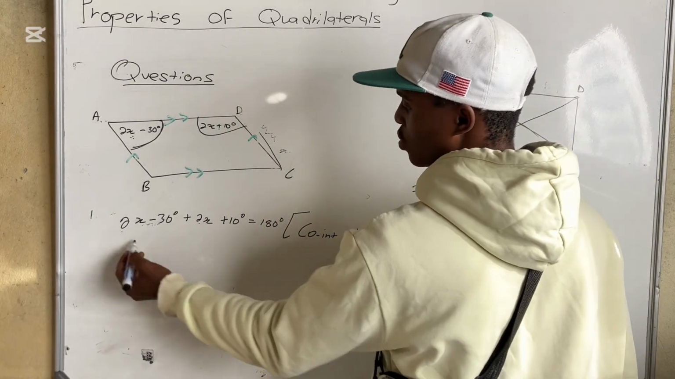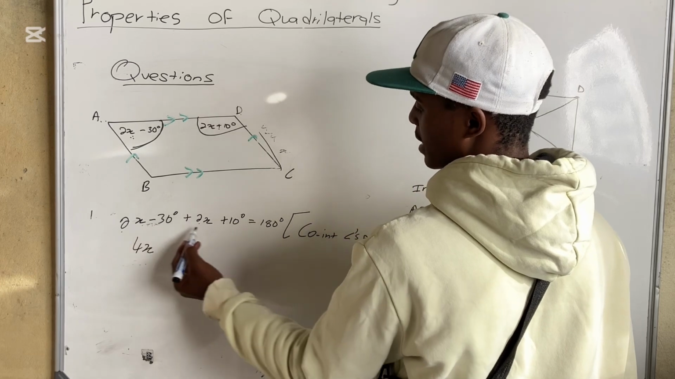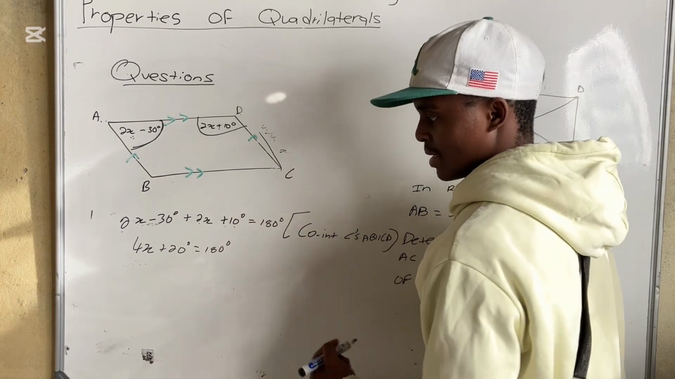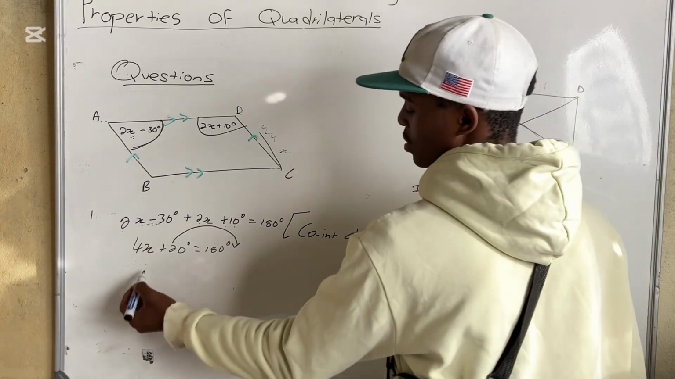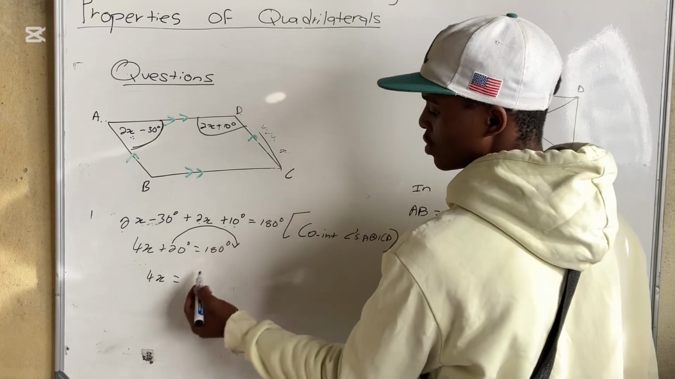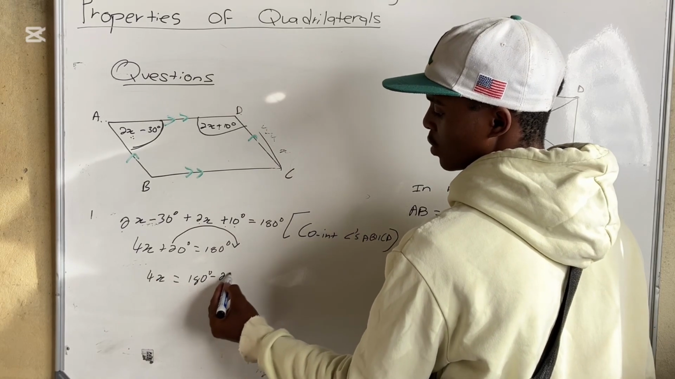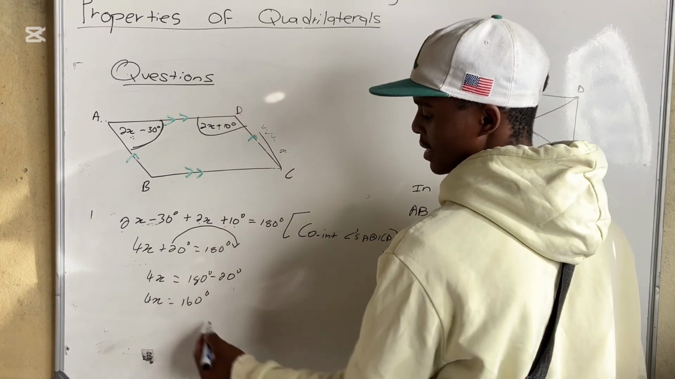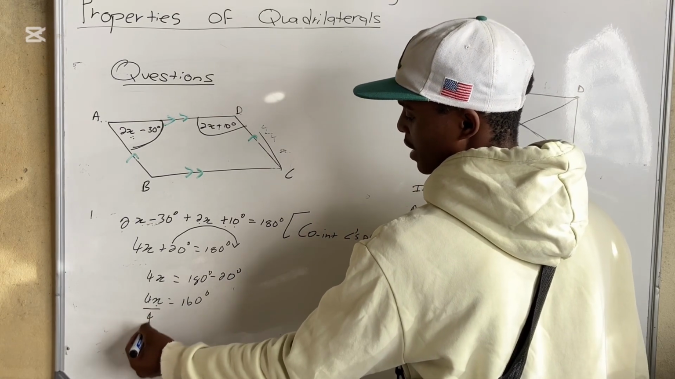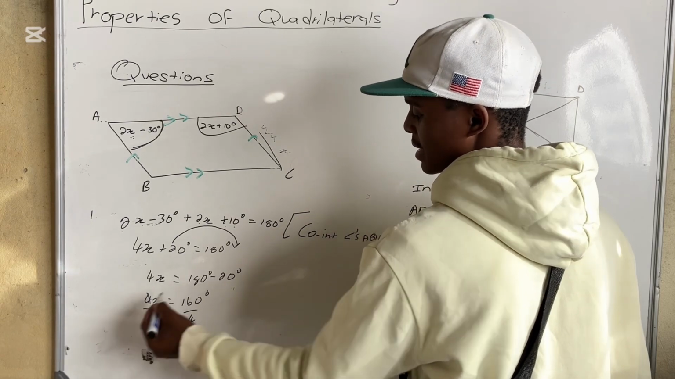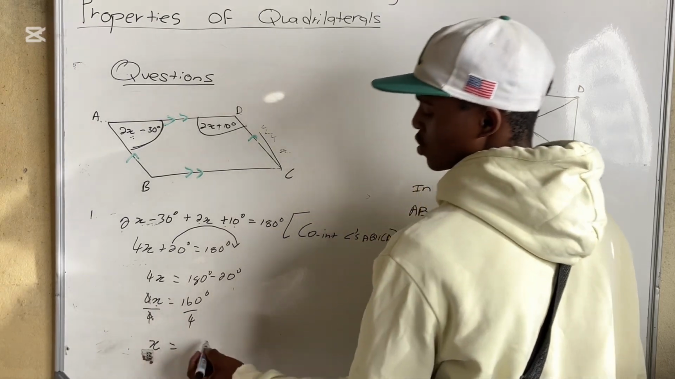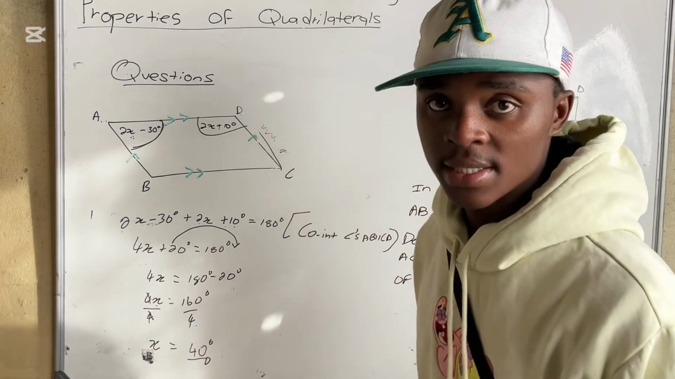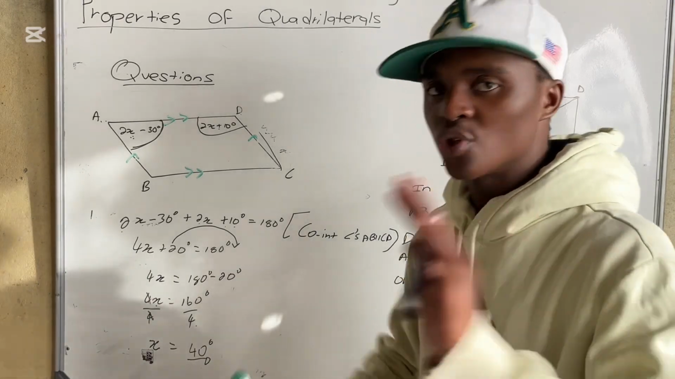After we say 2 plus 2, it's 4x. And then minus 30 plus 10, it's plus 20 degrees equals to 180 degrees. We take this 20 this side, 4x is going to be left alone, so it's 180 degrees minus 20 degrees, and you find the answer is going to be 160. For us to get x, we have to divide both sides by 4. This cancels this, and then we're left with x. So 160 divided by 4 is 40 degrees. This is your x, as I said. You have found your x, not the angle.